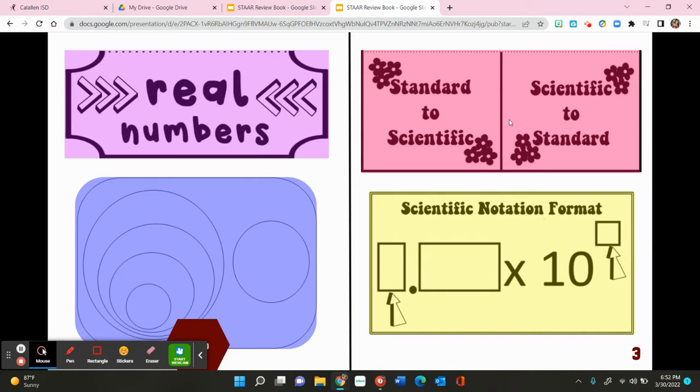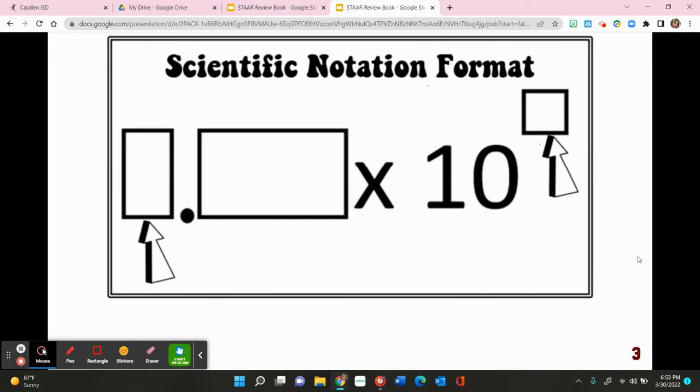In this video, we're going to be talking about scientific notation. Before we look at a few examples, I first want to talk about scientific notation format. So we're going to go ahead and look at this foldable first. Looking at this foldable, this is how we write numbers in scientific notation.